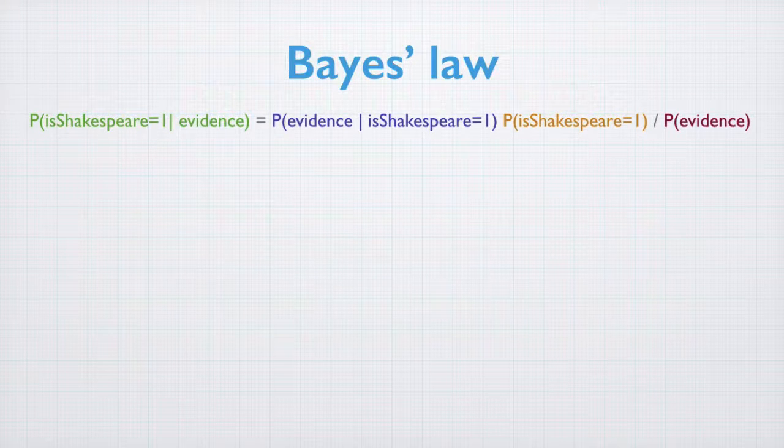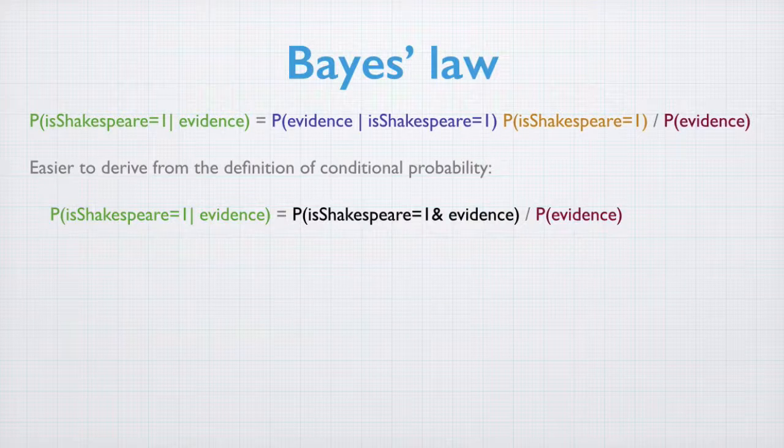Naive Bayes is based on Bayes' law. Bayes' law is the following statement. The probability a document, and by document we mean any segment of text we're interested in, was authored by Shakespeare, given evidence, the vertical bar means given, is equal to the probability the evidence would have been seen in a Shakespearean document times the prior probability any given document was written by Shakespeare, divided by the prior probability of seeing such evidence.